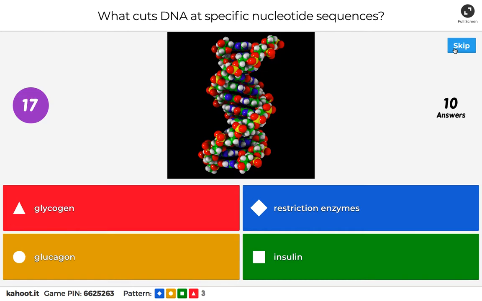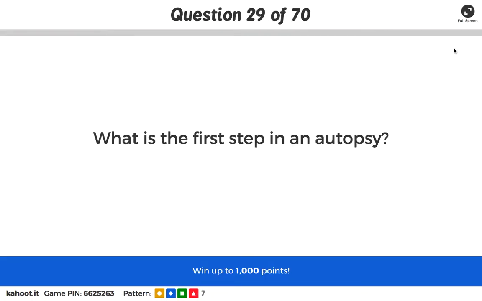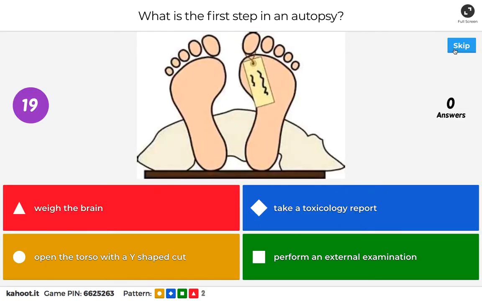This goes back to our DNA fingerprinting from Unit 1. That's so much. This is more stressful than biology class. Very good. Restriction enzymes that are from bacteria. Ooh, the first step in an autopsy. Again, way back to Unit 1. Oh, dang it.